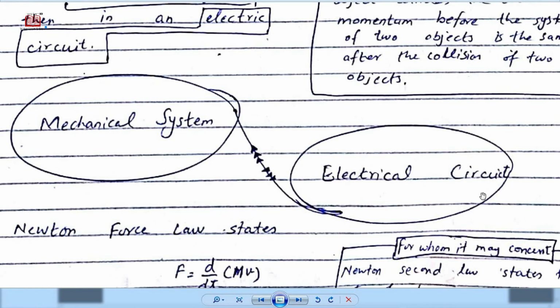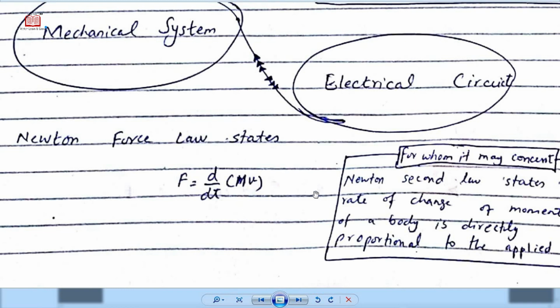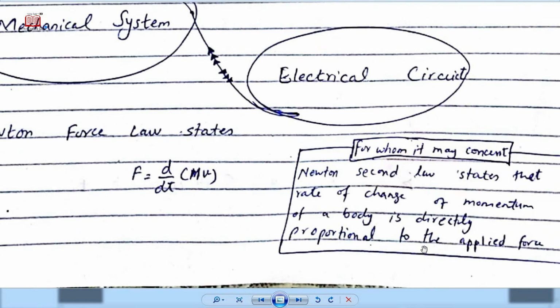So an electrical circuit is sometimes connected with the mechanical system, as the Newton force law states. Newton force law is actually Newton's second law. Remember that, keep it in your mind. Don't search on the internet for Newton force law, you might not find it. But if you search Newton's second law, you will easily get this equation, which states that the rate of change of the momentum of any body is directly proportional to the applied force.